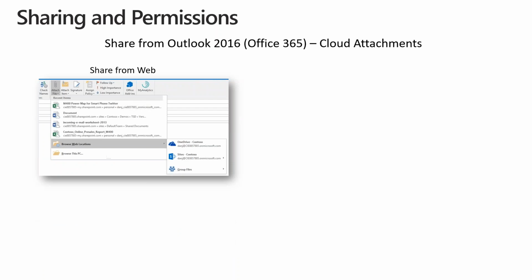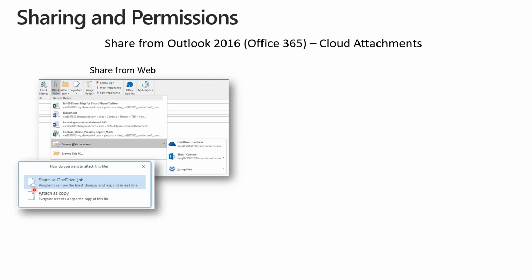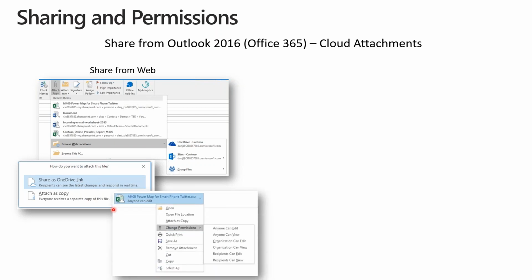Or we can actually share from Outlook 2016 or Outlook on Office 365 in something that we call modern attachments or cloud attachments. So within the Outlook client, we attach a file. We choose a web location, and we choose that web location. Then we get the option, are we sharing this as a OneDrive link, meaning a link to come back to our OneDrive and see it, or as an attachment? And then we can change the permissions on it if we're creating it as a cloud attachment, giving people edit permissions, things of that nature.